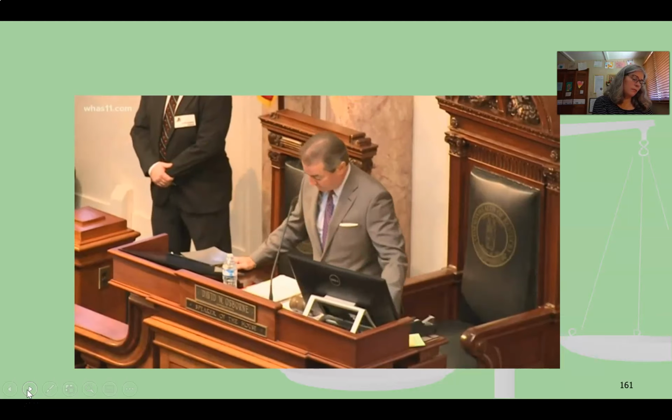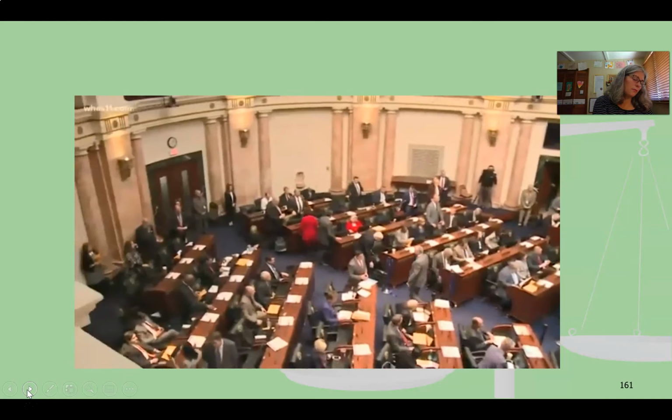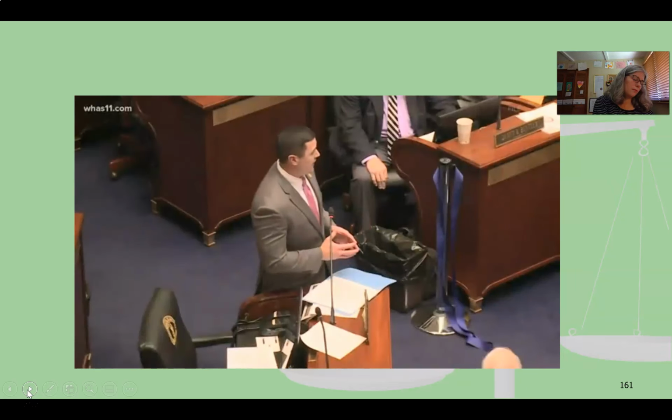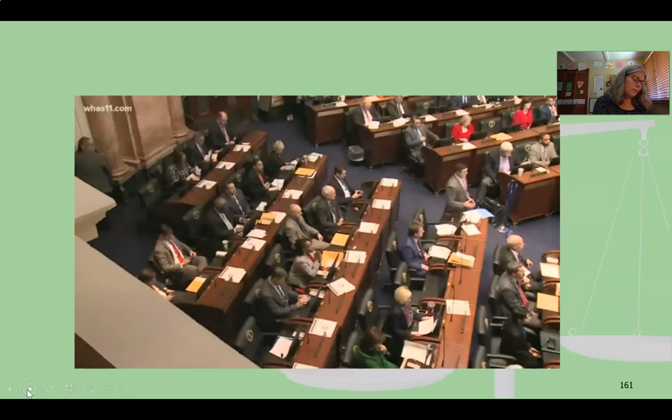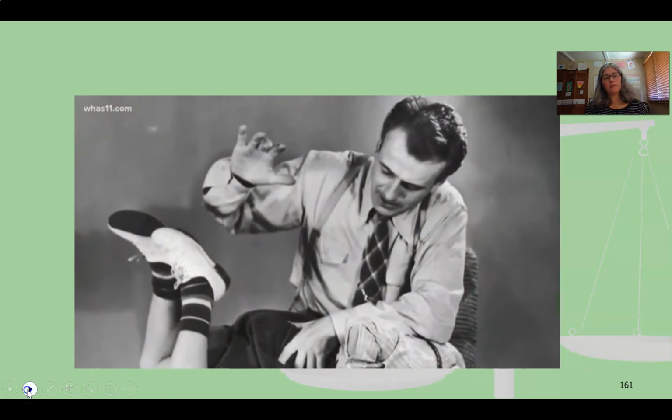If HB 22 clears committee, it'll still have a long way to go to become law. But the supporters hope that 2020 will be the year Kentucky finally focuses on joining the majority of U.S. states and turning away from that old tradition of paddling away bad behavior.